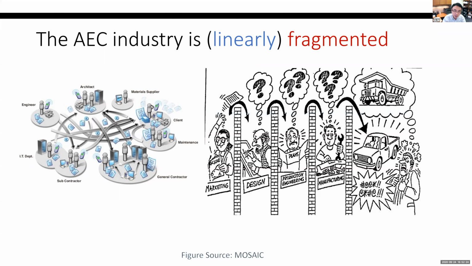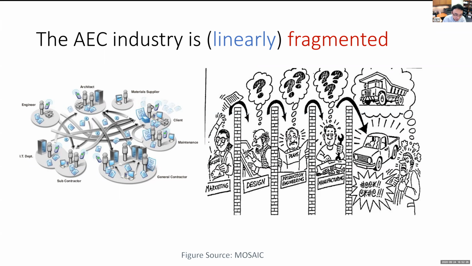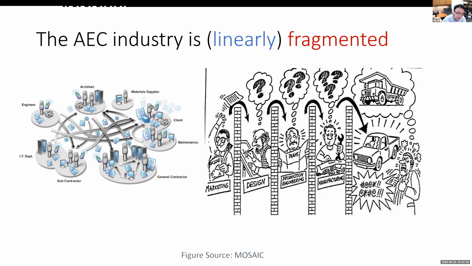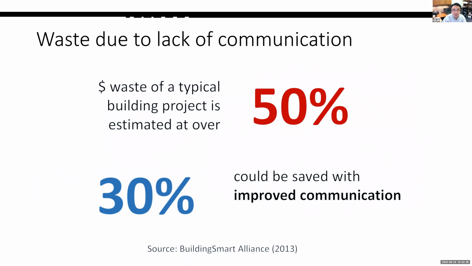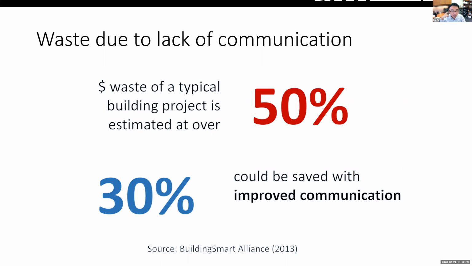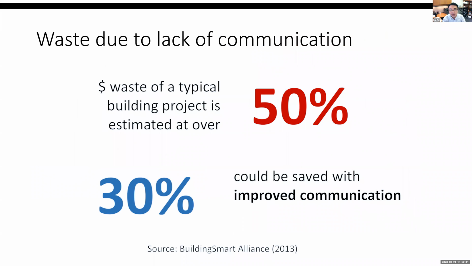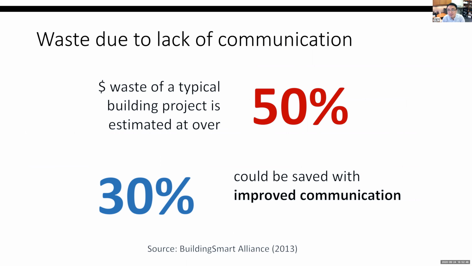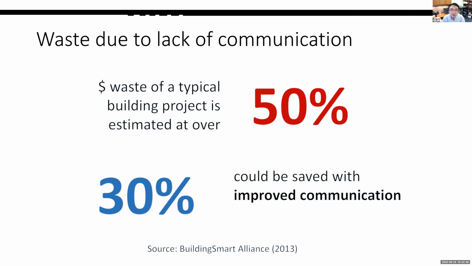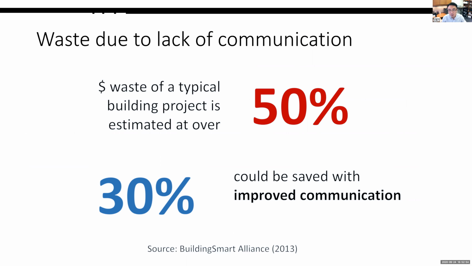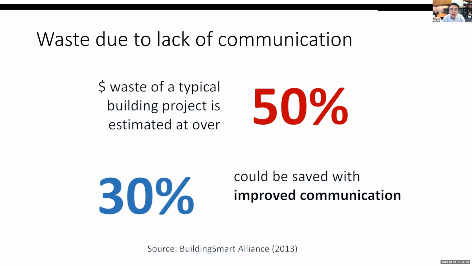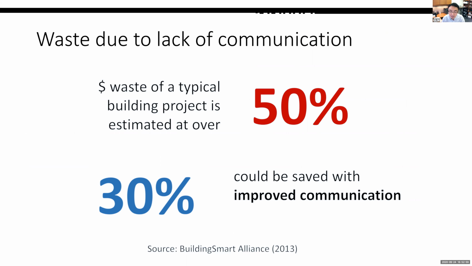That is the source of pretty much all the problems we are seeing, the low profitability and the low productivity in the construction industry. I shared a number with you guys, and I want to share that again. The amount of waste in a typical building project is estimated at over 50%. What do I mean? You build a building that costs you $10 million, but you actually spend about $5 million on the actual building, buying the materials, buying the labor hours, building things up. The other $5 million can be considered waste.